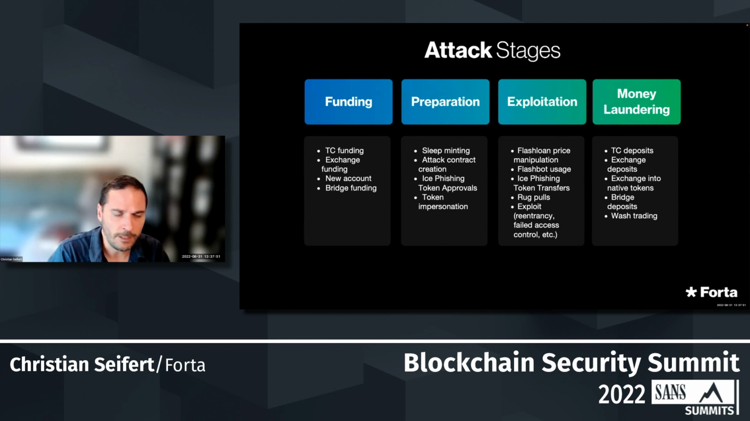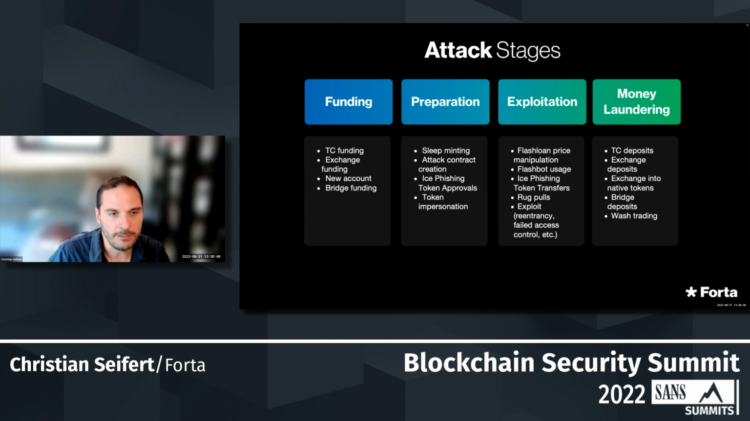Once they have the funds, they often need to prepare the attack. So if we're thinking about, let's say, a reentrancy attack, well, there needs to be an attacker smart contract that needs to be deployed. Once the attack is prepared, they actually move to the exploitation, where they are essentially draining the digital assets from the protocol that is getting attacked. Again, a variety of attack techniques can be deployed there, from flash loans to ice phishing, and then various exploits. And then once the digital assets have been obtained, the attacker quickly moves into the money laundering stage. They exchange ERC-20 tokens into native assets, and then usually route them again through privacy protocols like Tornado Cash.